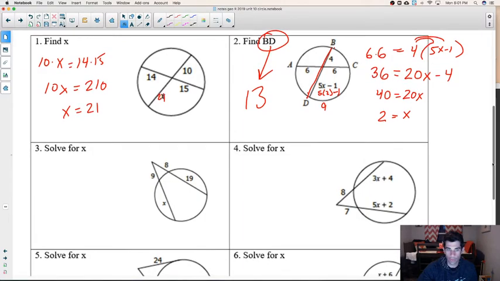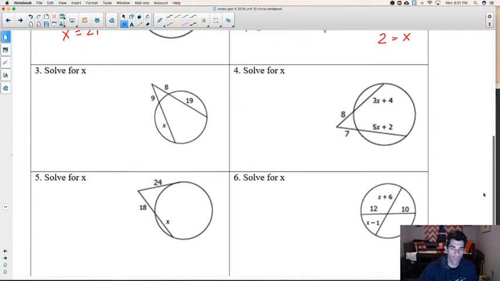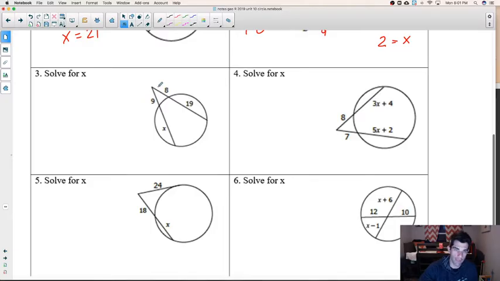Now let's go to those other questions here, where you have intersecting outside. So let's try to do that concept I said before. Outside times the whole thing equals outside times the whole thing.